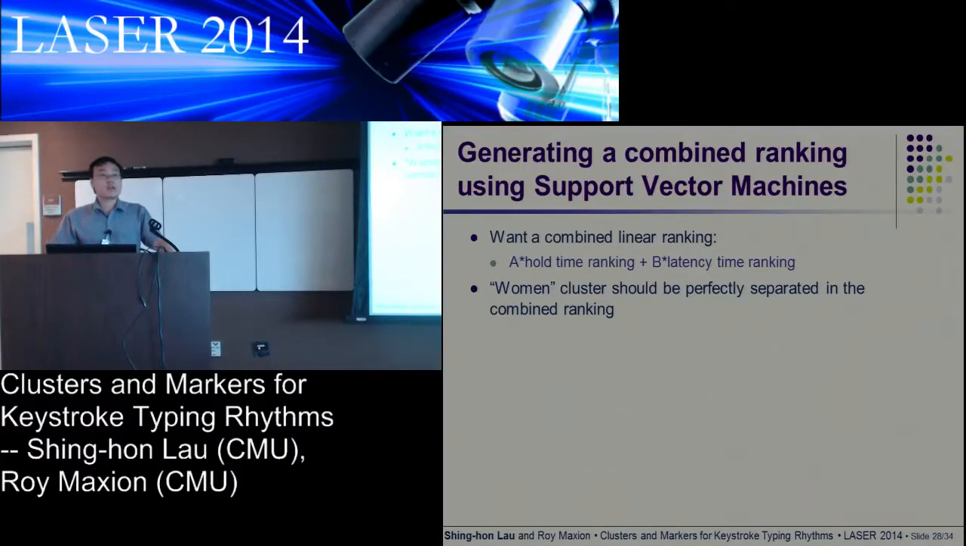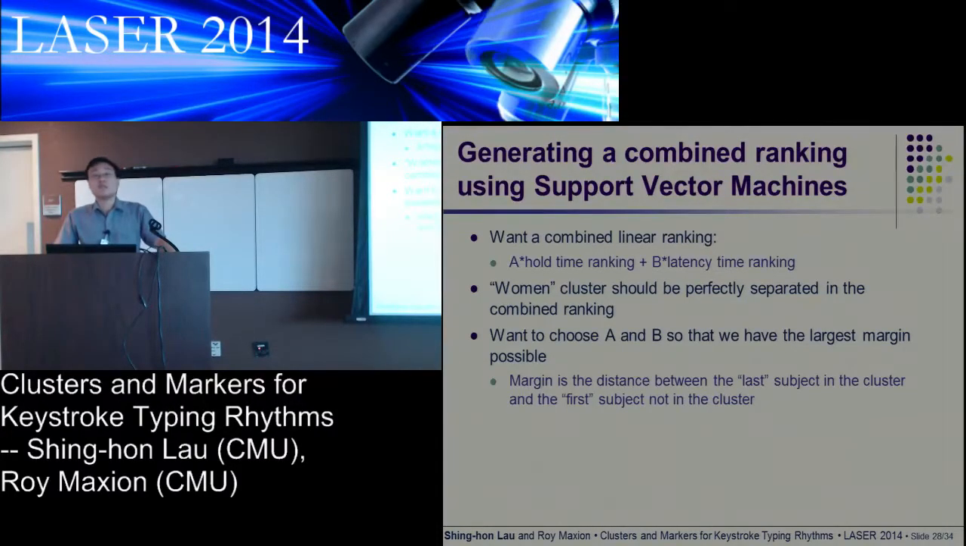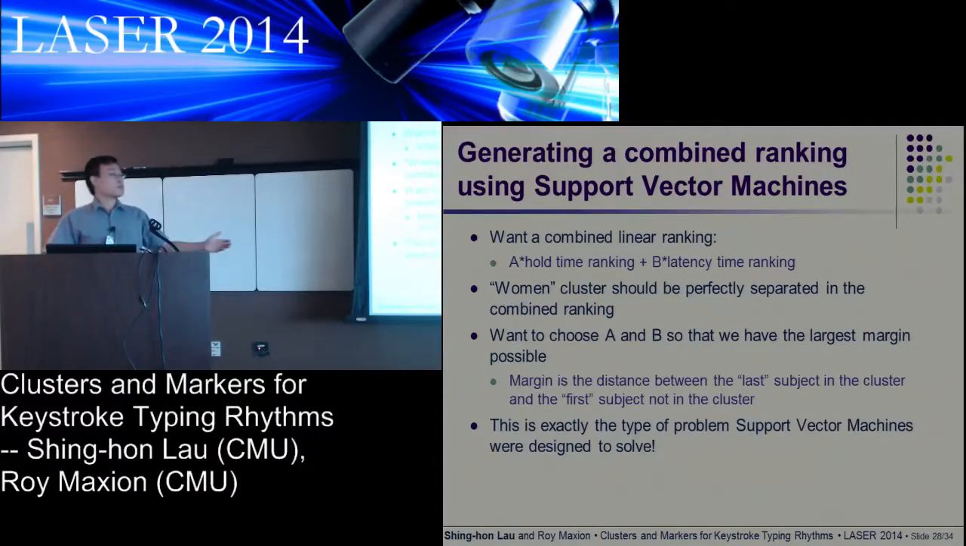As it turns out, there might be very many values of A and B that will do the job. And so I need to express some preference about which values of A and B I'd like. What I'm going to say is, I would like to choose A and B such that I have the largest margin possible. And the margin is the distance between the last member in the cluster and the first member not in the cluster. As it turns out, support vector machines were designed to solve exactly this problem. So I'm going to use one.